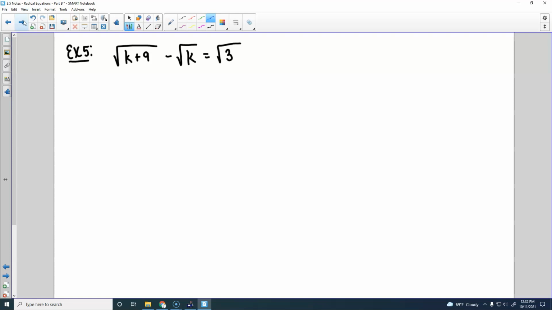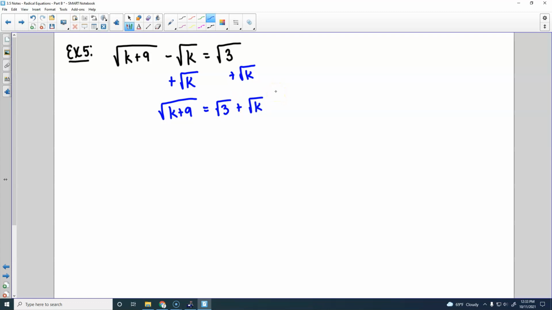Now, on this one, is there any possible way to avoid having two square roots? You can't combine the square root of 3 plus the square root of k into the square root of 3 plus k. You cannot add square roots. So it's going to have to look like this: the square root of k plus 9 equals the square root of 3 plus the square root of k. If we were multiplying, we could put them together, but we're not, so we can't do that.